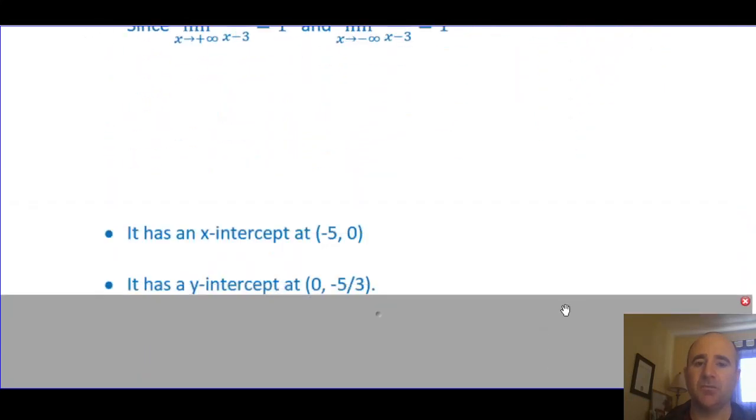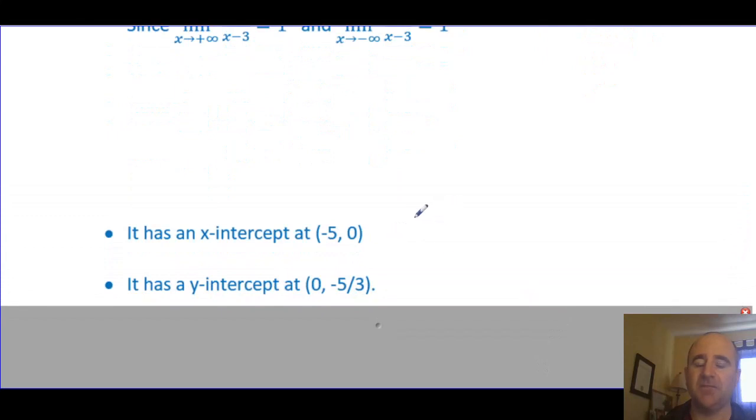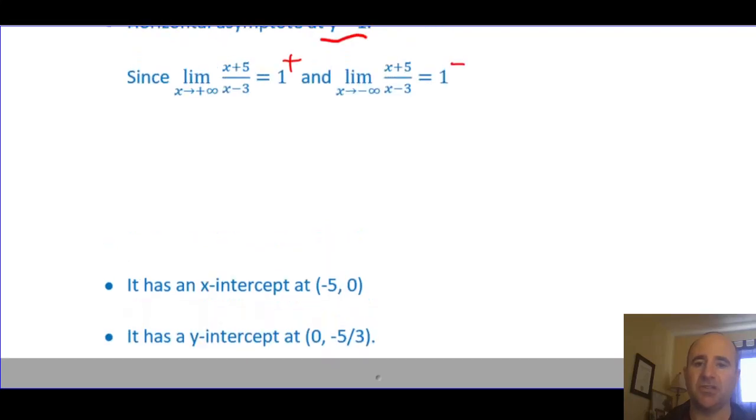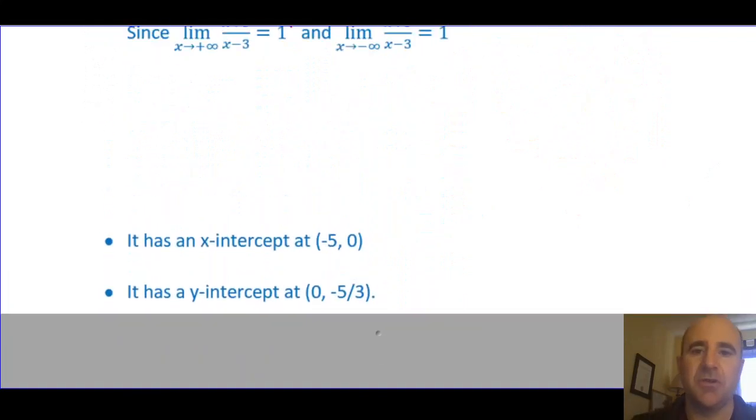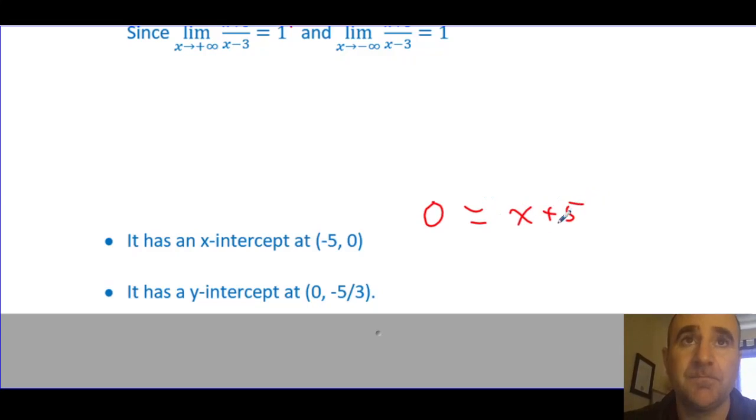And that is, we know that there has to be an x-intercept at -5, 0, and a y-intercept at 0, -5/3. And the reason for that, an x-intercept, of course, you set this equal to 0. Here, I'll do that right now. 0 equals x plus 5 over x minus 3. And the only way to make a rational expression equal to 0 is to have the numerator equal to 0, and that happens at x equals -5.